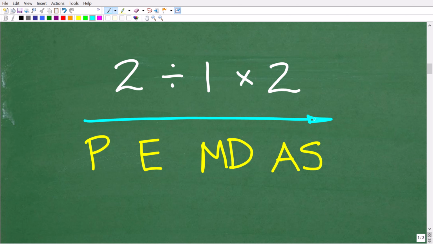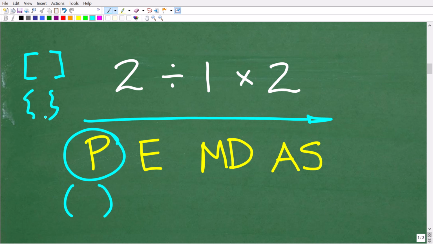So let me go ahead and explain this. So P stands for parentheses. So if you have any parentheses in your problem, well, you're going to start there. But P also stands for grouping symbols. So anything that we can group numbers together, so we can use brackets or these kind of squiggly brackets, you're going to start right there. So for example, I could group this 1 and 2 together like that. So if your math problem has parentheses, you will start inside of those parentheses. But of course, our problem doesn't have that. So we'll talk about the next step.